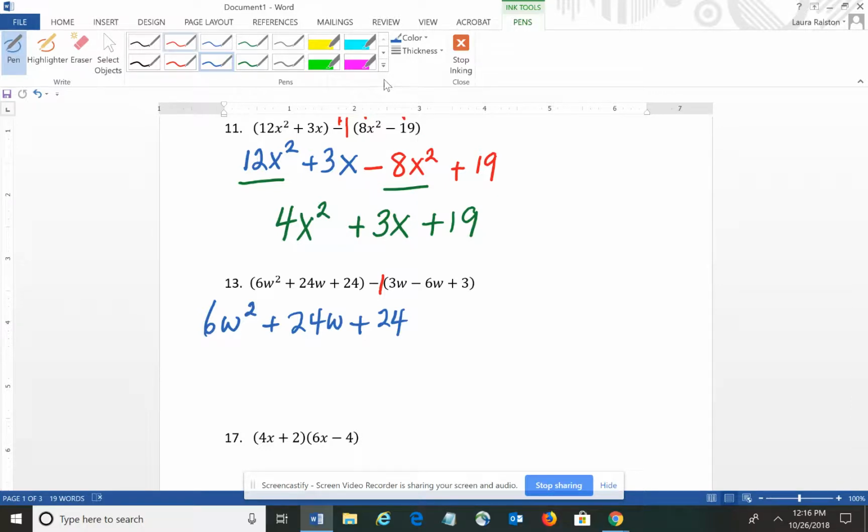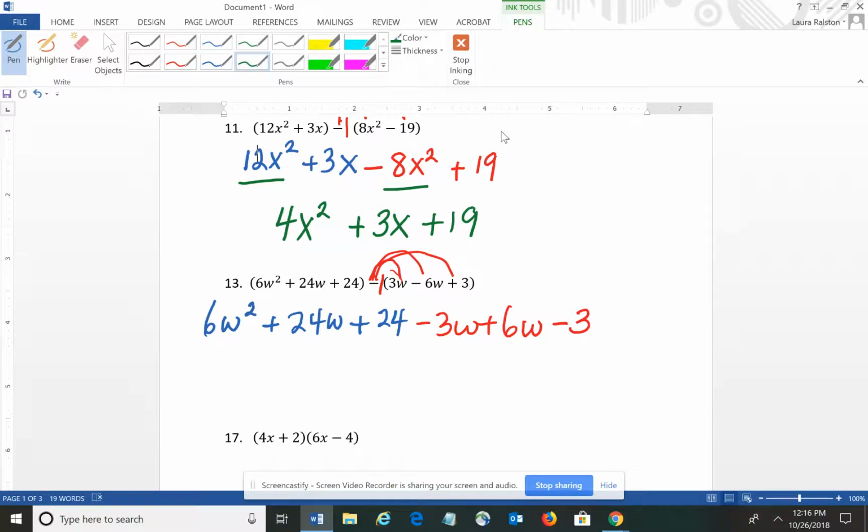Then I'm going to distribute the negative again. So I have −1 times 3w is −3w. −1 times −6 is positive 6w. And −1 times positive 3 would be −3. And then I'm going to come back and combine like terms.